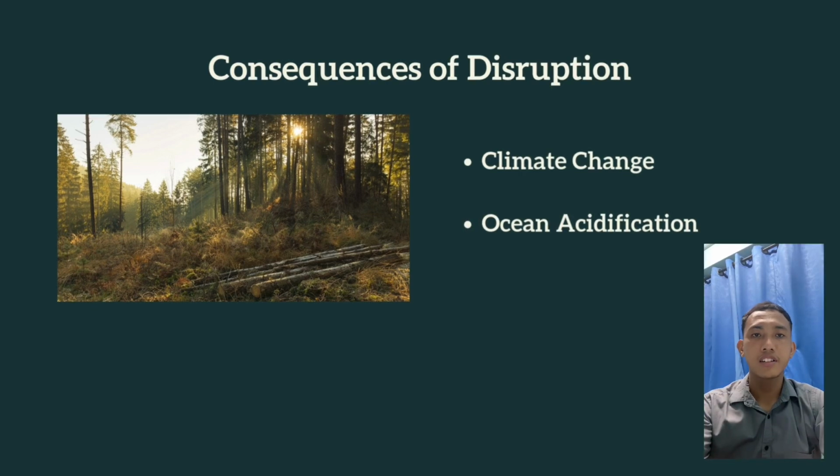The second one, consequences of disruption. The main consequence is climate change. Increased greenhouse gases trap heat, and this causes global temperatures to rise, leading to extreme weather, melting ice, and rising sea levels. Another effect is ocean acidification. Excess carbon dioxide dissolves in seawater, harming marine life like corals and shellfish by reducing the pH of the oceans.